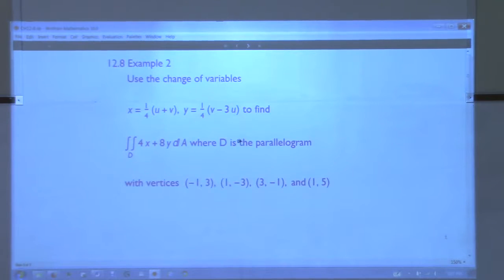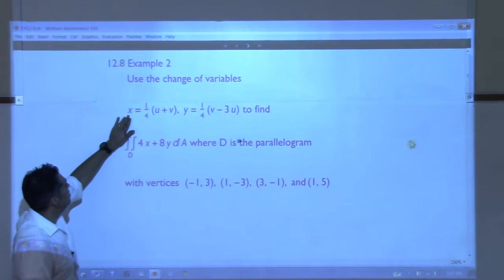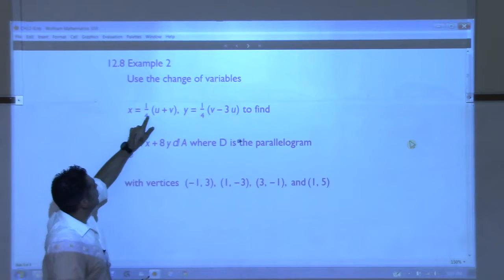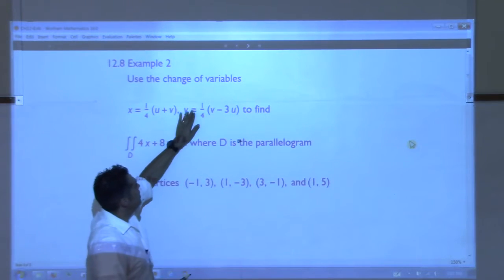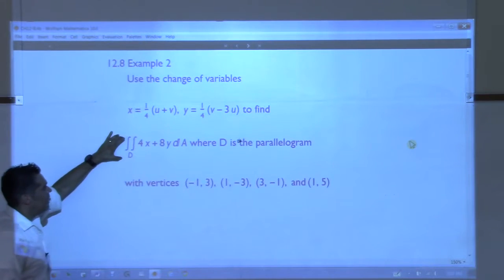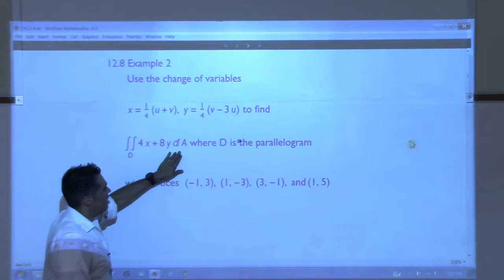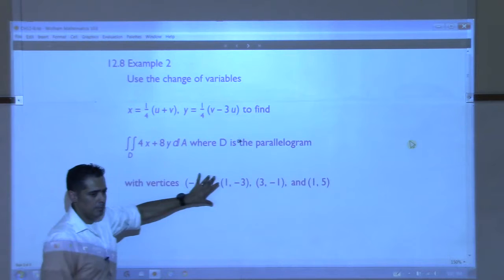Now, we are going to do this example. We have about 20, 22 minutes? Let's see how this goes. All right, so in this problem, you are being instructed to make a change of variables. Everywhere there's an x, you replace it with 1/4 u plus v. Everywhere you see a y, you replace it with 1/4 v minus 3u. And then they want you to evaluate this double integral over D of 4x plus 8y dA, where D is this parallelogram.